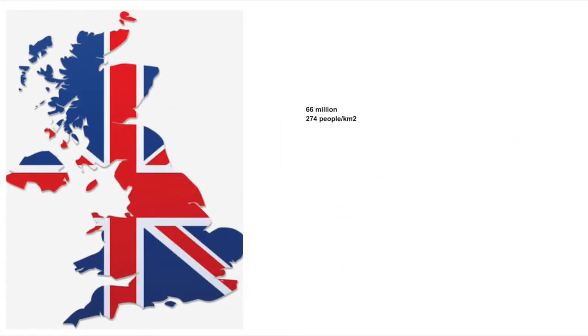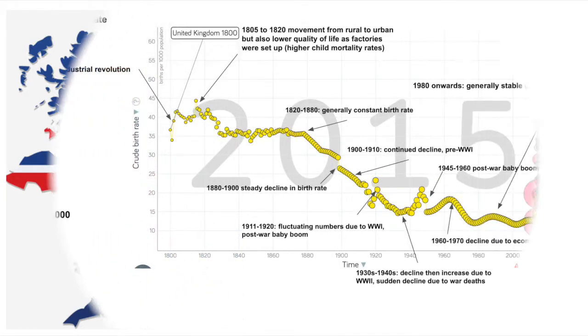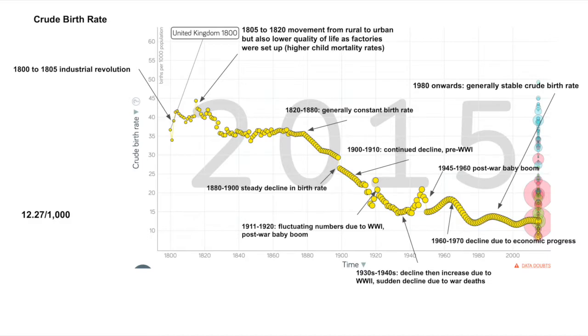The UK has a 66 million population and a population density of 274 people per square kilometer. So first, the current birth rate for the UK now is 12.27 out of 1,000 people.